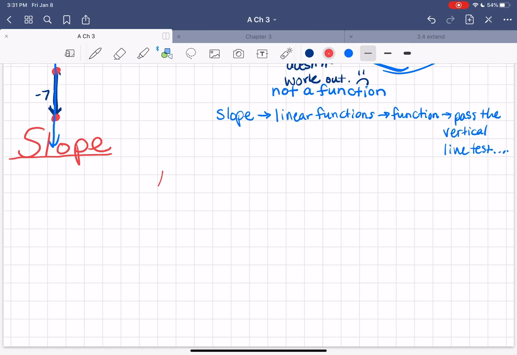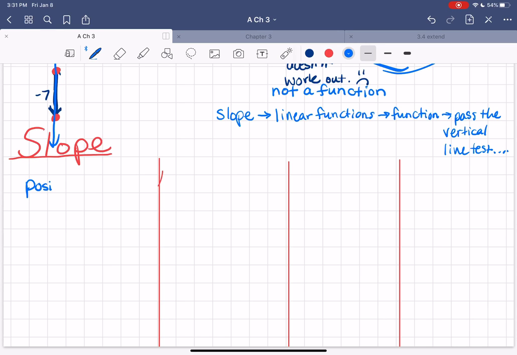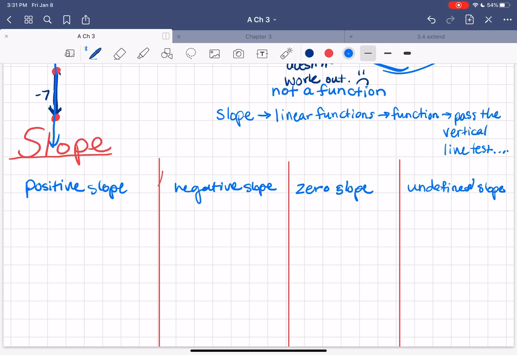Okay, so you're going to be making, clearly, 4 different categories for the 4 different types of slopes. So what are the 4 different types? We've got positive slope. We have negative slope. We have zero slope, or a slope of 0. And then we have undefined slope, which is technically a type of slope, but it's not a function.